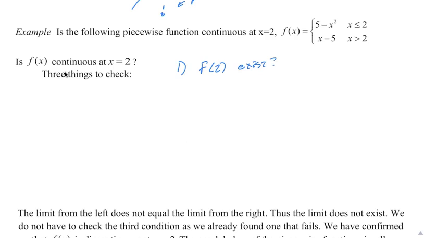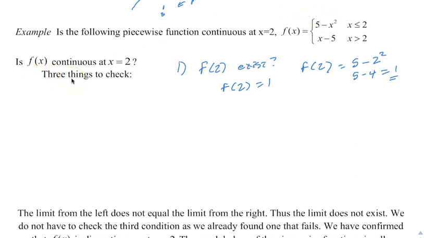So, remember the way piecewise functions work? We're going to plug 2 into the one that has a line beneath it that's equal to. So we're going to use the top part of the function. f of 2 equals 5 minus 2 squared, which is 5 minus 4, which is 1. So yes, it exists. f of 2 equals 1. Now we've got to check the second thing.